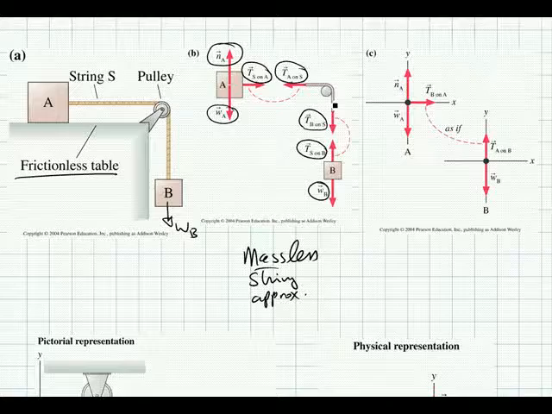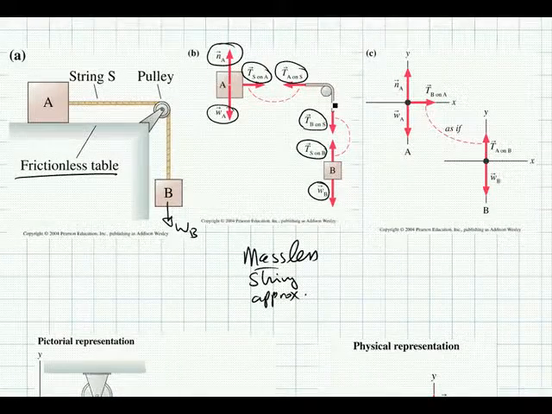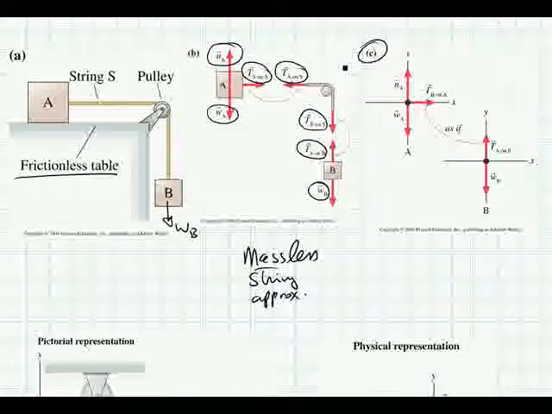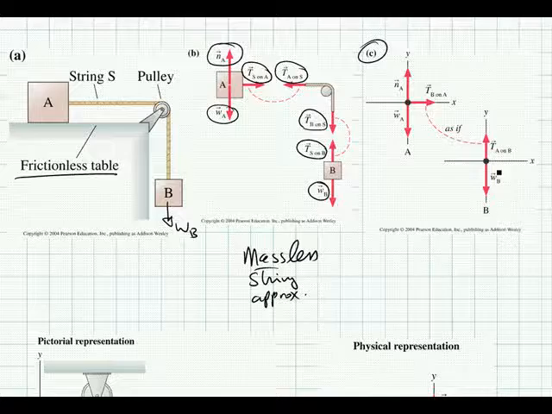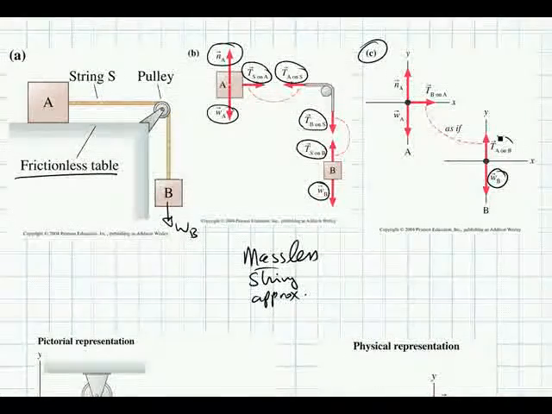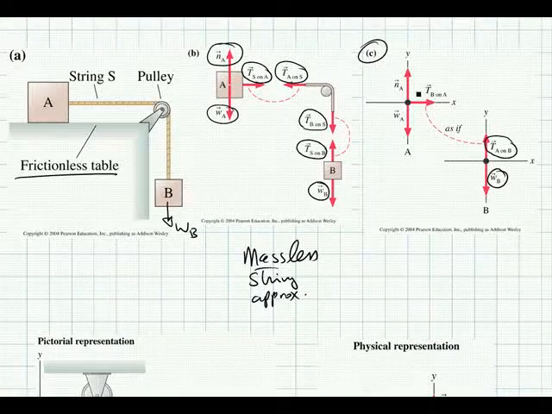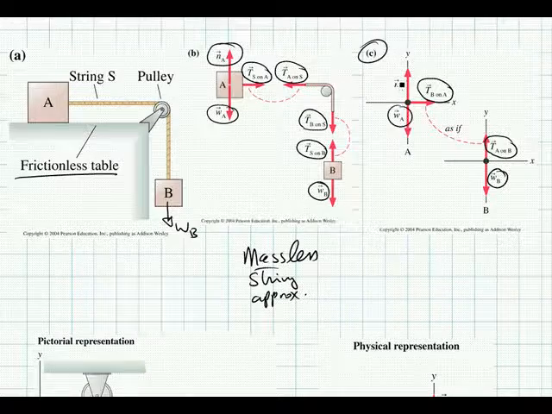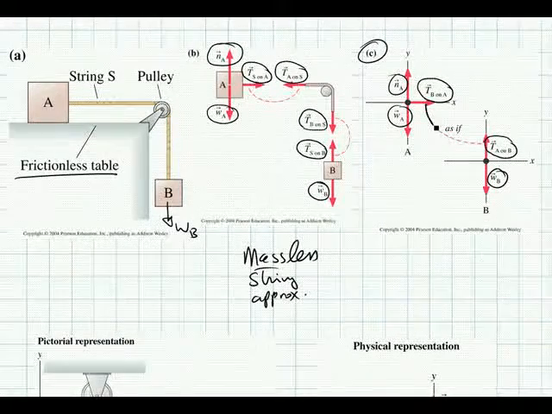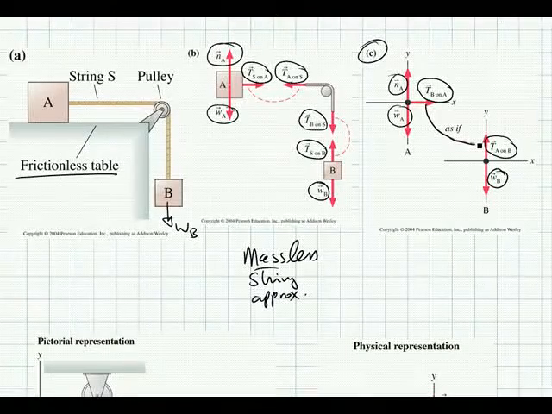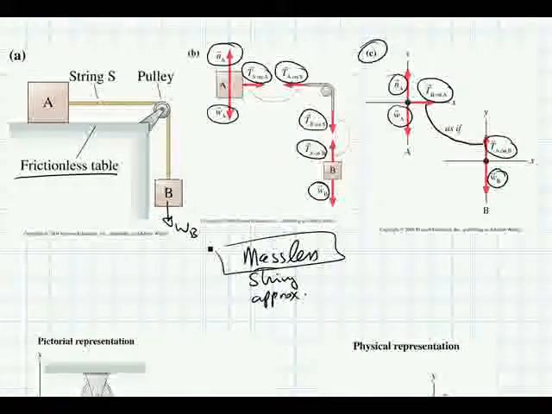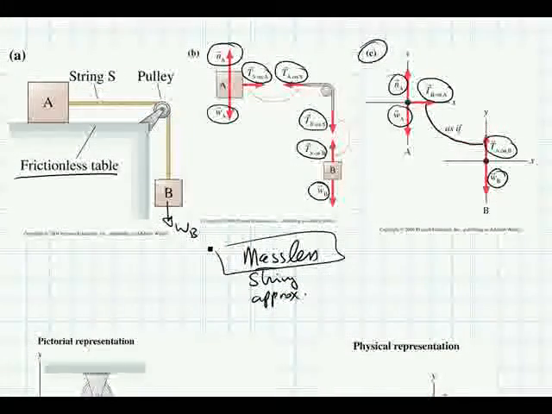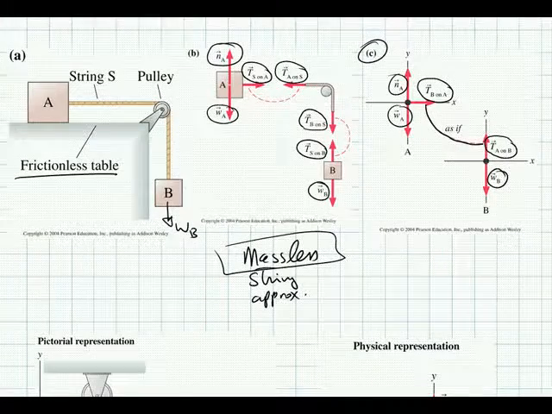So we can summarize this free body diagram into what is shown in picture C. The free body diagram for B takes the form of weight downwards and the force of A on B, and the free body diagram for A is the force of B on A, and of course we have its weight and normal force. So these two forces are as if they're an action-reaction pair because they're connected via a massless string. Once again, this analysis is only valid if you're dealing with a massless string.